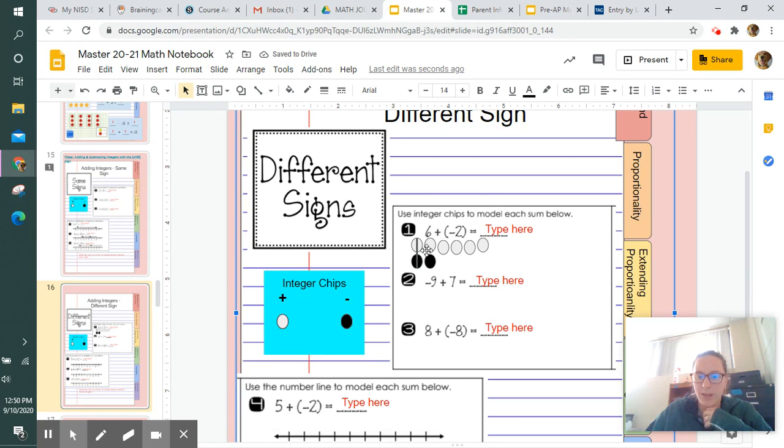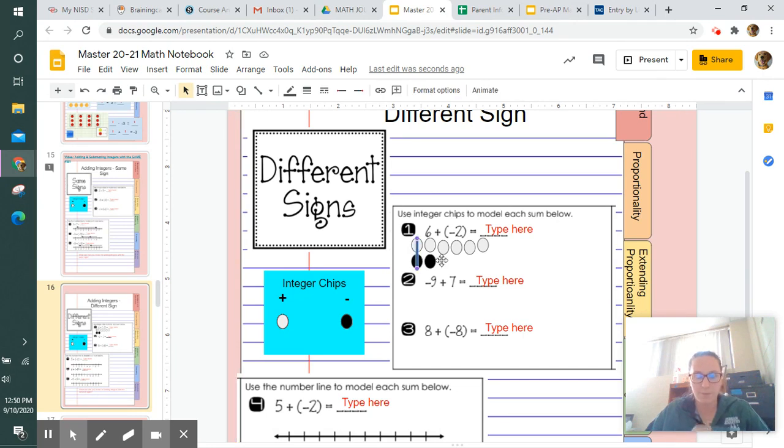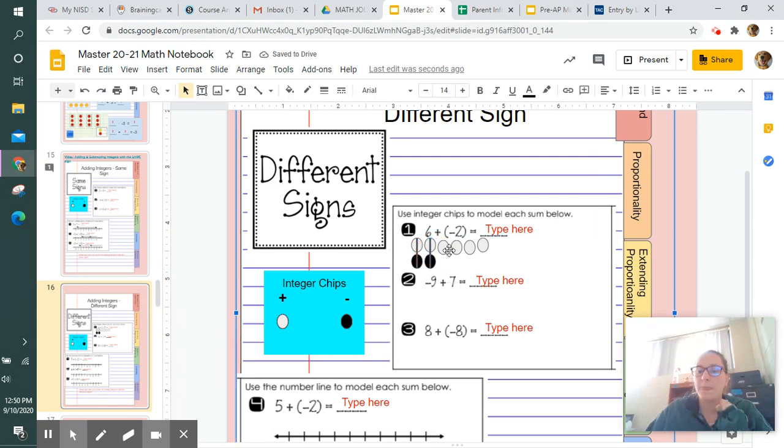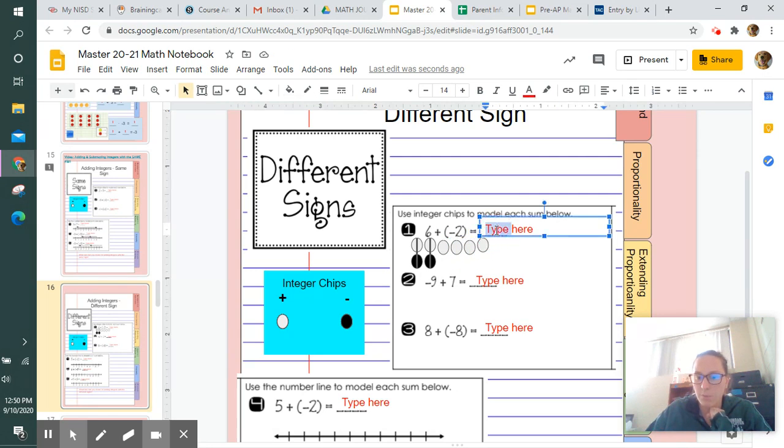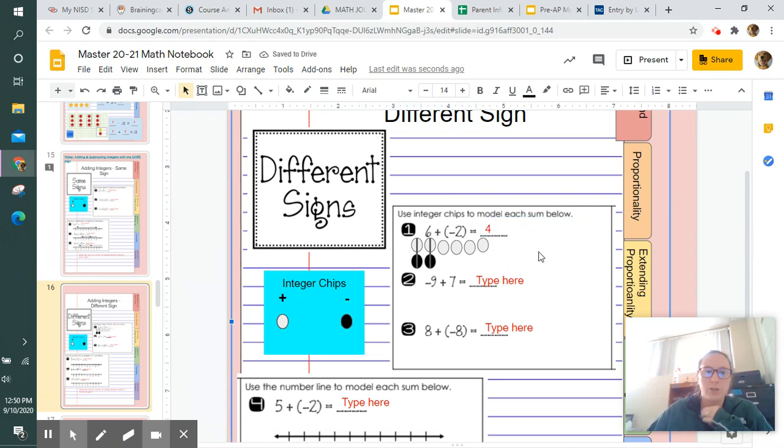Okay, so we have one line through that because those cancel each other out, since it's one positive and one negative. Okay, I'm going to copy my line and paste it right on this one because again, a positive and a negative cancel each other out. And when I look at what I have left, I have 1, 2, 3, 4 chips that are left and they are all positive chips. So that means my answer is +4. So 6 plus -2 is +4.